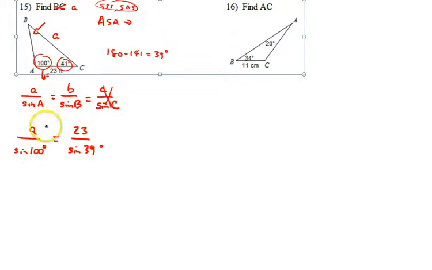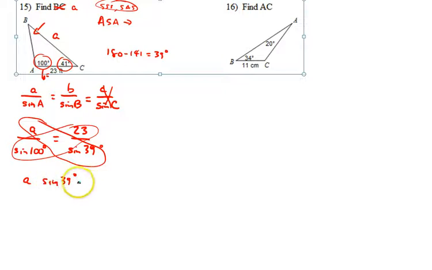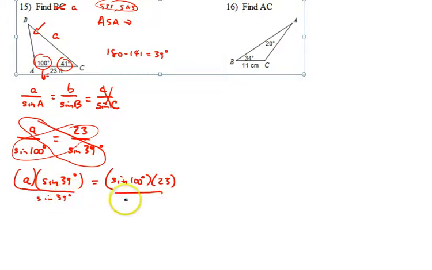Okay, so when I have this, just set up the cross products. So A times the sine of 39 degrees equals the other cross product, sine of 100 degrees times 23. Don't want this sine of 39 over here. I want to get rid of it, so I divide this side by the sine of 39 degrees. Sine of 39 cancels with the sine of 39. A is equal to the sine of 100 times 23 divided by the sine of 39.